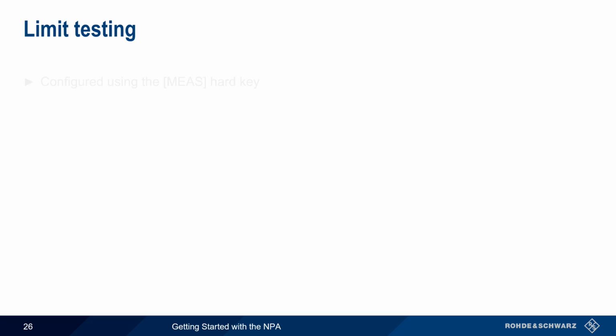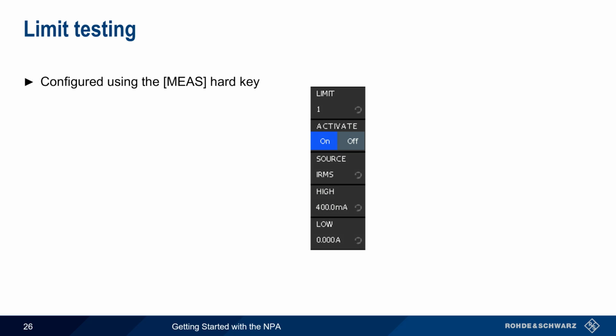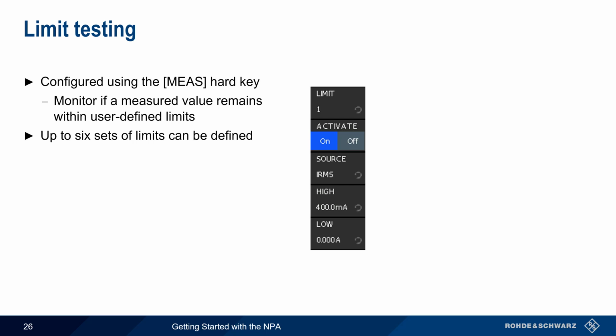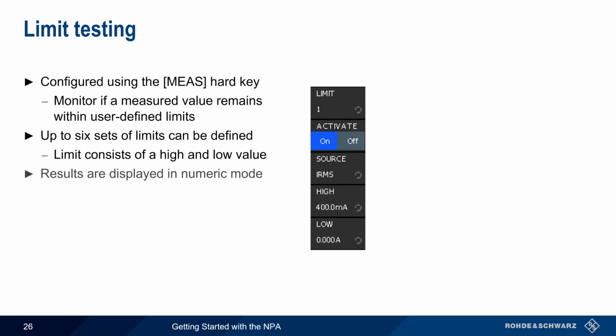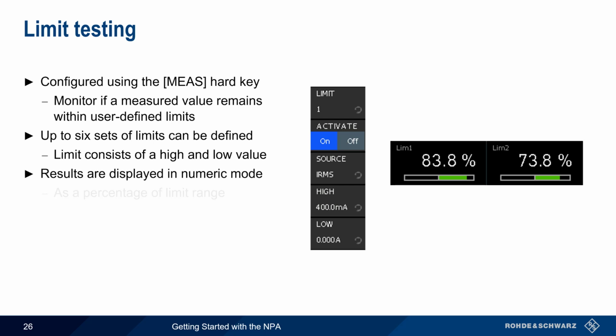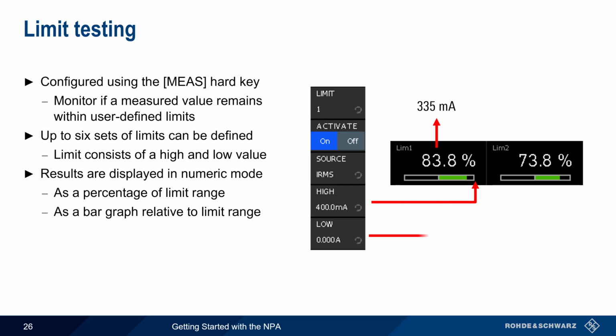Another numeric mode function is limit testing, which is also configured via the Measure hard key. Limits monitor whether a measured value, such as current, power factor, etc., stays within user-specified limits. Up to 6 sets of limits can be defined, with each limit having a high and low value for the measured parameter. Limit results are displayed in two ways, both as a percentage of the limit range and as a bar graph relative to that range.